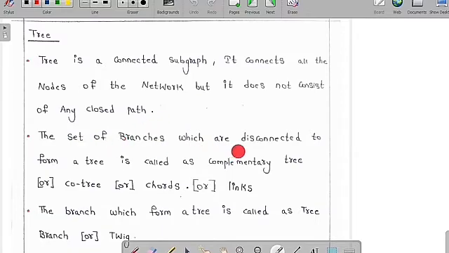A set of branches which are disconnected to form a tree is called the complementary tree or co-tree, or chords or links. So here there are some branches.